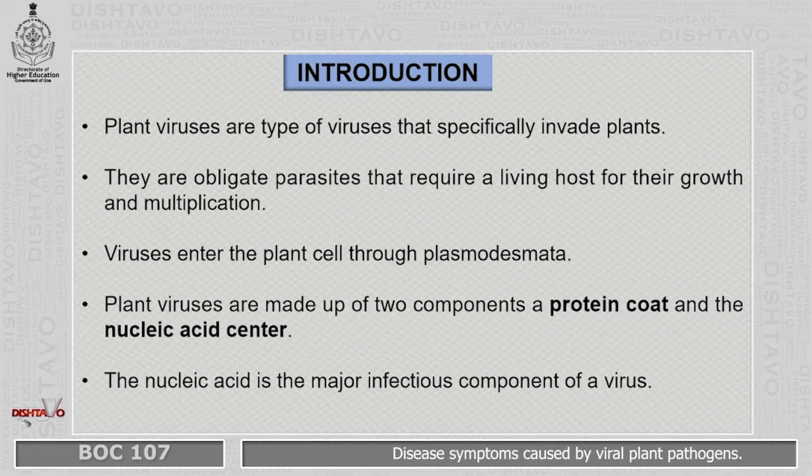Coming to the introduction, plant viruses are a type of virus that specifically invade plants. They are obligate parasites that require a living host for their growth and multiplication. Viruses enter the plant cell through plasmodesmata. The two important viral components that affect the plant are the protein coat and the nucleic acid center, of which the nucleic acid is the major infectious component of the virus. It can be either the RNA or the DNA of the virus.